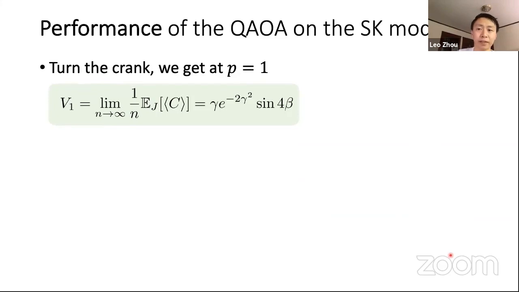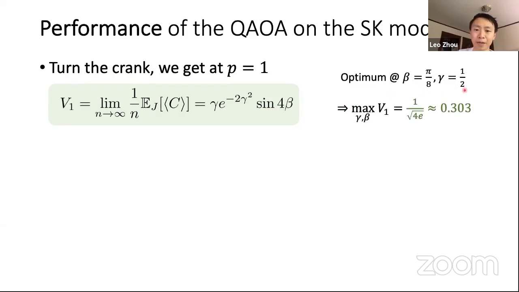Now, if you just turn the crank, you will basically arrive at the answer. For example, at P equals 1, we get an answer that's just gamma times e to the minus 2 gamma squared times sine 4 beta. And this is simple enough to optimize. For example, if you just stare at it, you can see that the optimum occurs at beta equals pi over 8 and gamma equals 1/2. And this gives you a maximum value of 0.303.